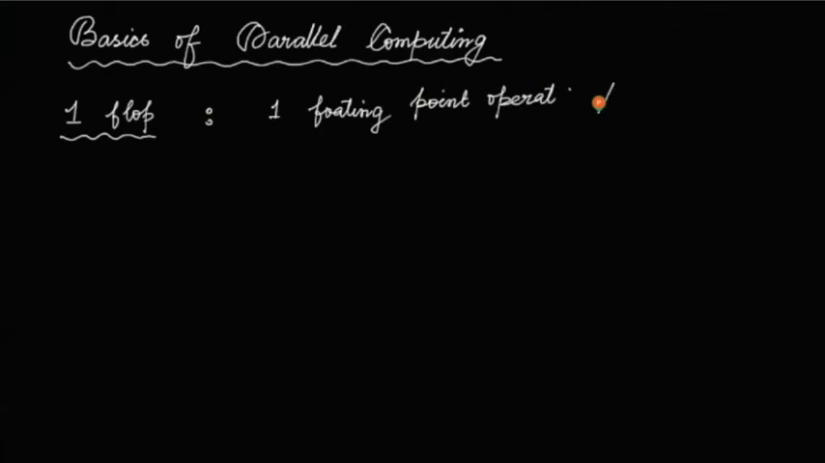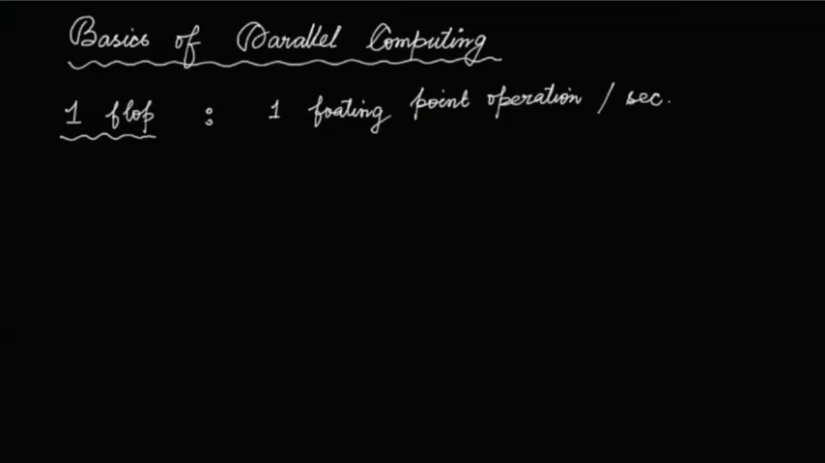To do that, let me define a term we will hear very much. It's called one flop. What is one flop? Flop is nothing but the short form of floating point operation. One flop means there is one floating point operation happening in 1 second, so per second. If my computer can do one floating point operation per second, I will say one flop.